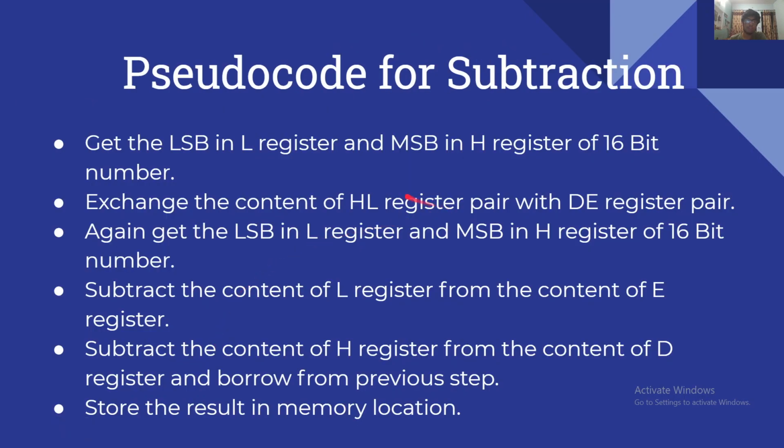Yeah, similarly for subtraction, we'll get the LSBs and MSBs in L and H respectively, exchanging the content of HL with DE, and again getting the LSB in L and H for getting the second number. Now subtracting the content of L from E, subtracting the content of H from D with borrow this time because we are doing subtraction, and storing the result in memory location again.